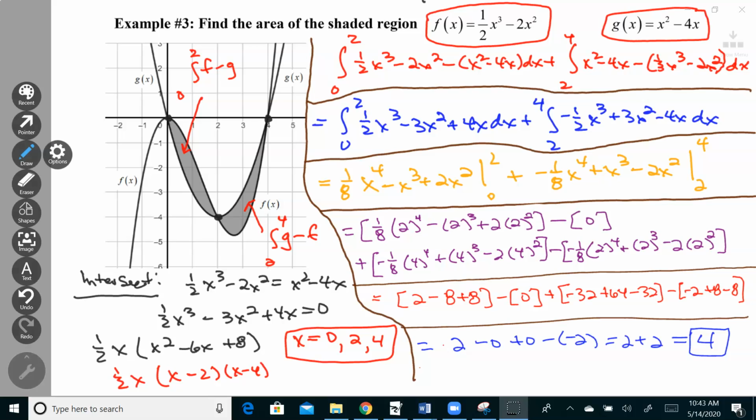In fact, both little areas, both little slivers, have area equal to 2. Both of them are exactly the same size. Even though they don't look the same shape, they have the same size.